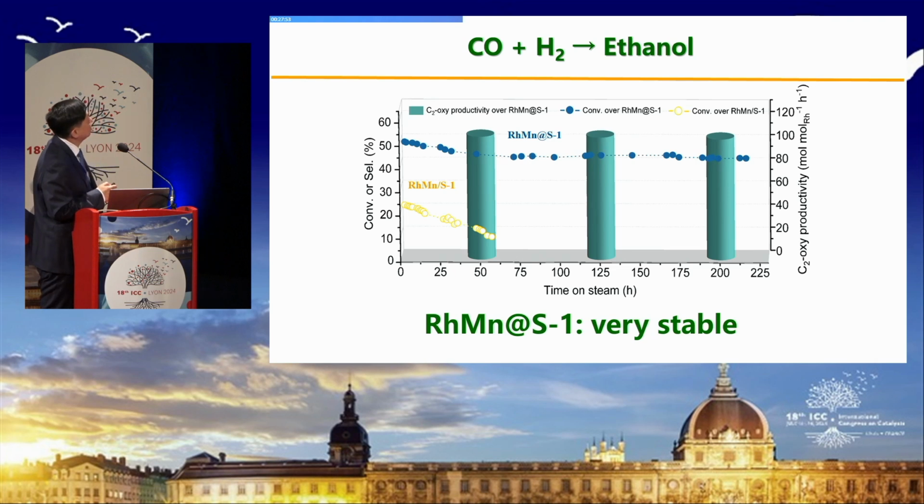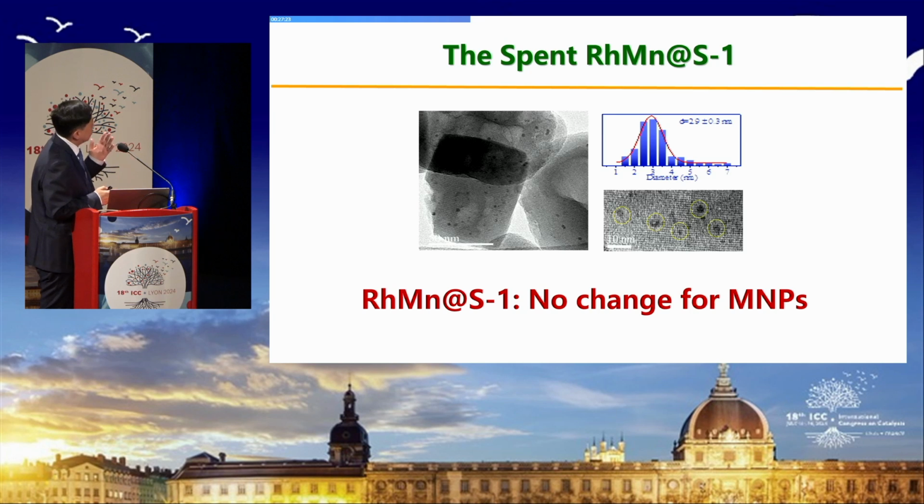You can see this reaction, CO and hydrogen to ethanol. For the supported catalyst, it quickly lost activity. In the beginning it's not so high, but after 50 hours it lost activity. But for the catalyst fixed with zeolite crystal, in the beginning there is very high activity, and even over 225 hours it is still very active and very stable. For the spent catalyst, the used catalyst from TEM, you still find very small nanoparticles, with no change for the nanoparticles before and after the reaction.